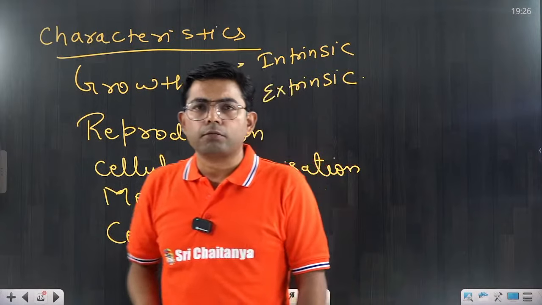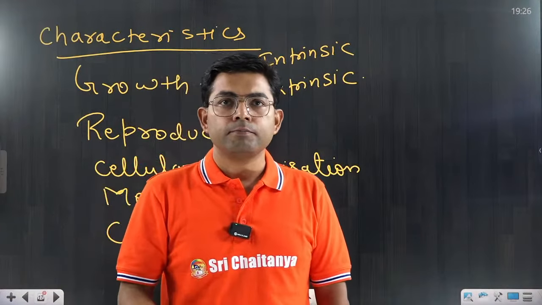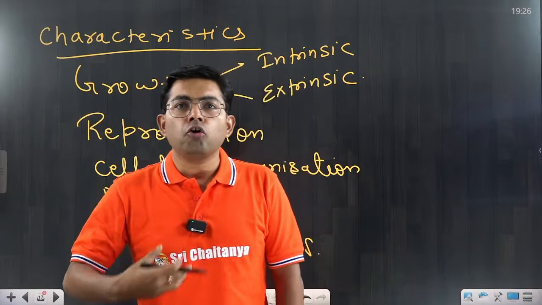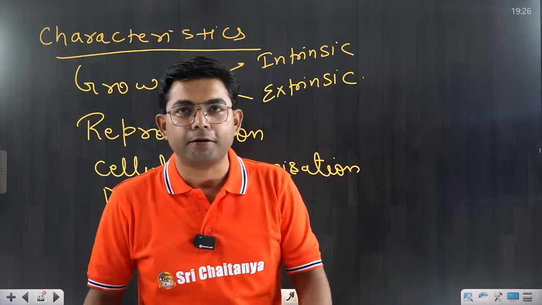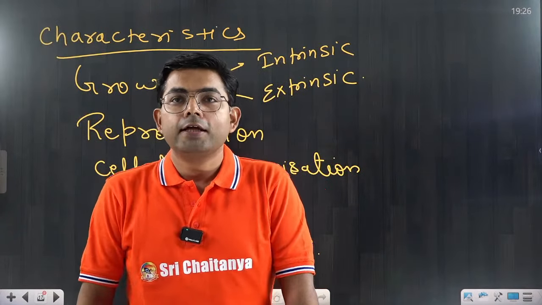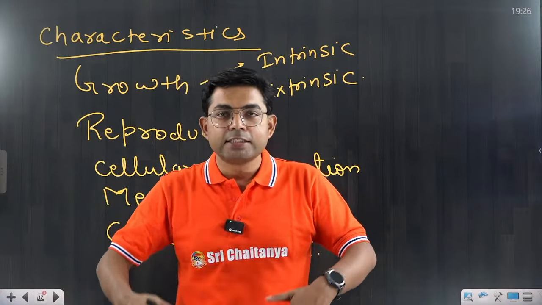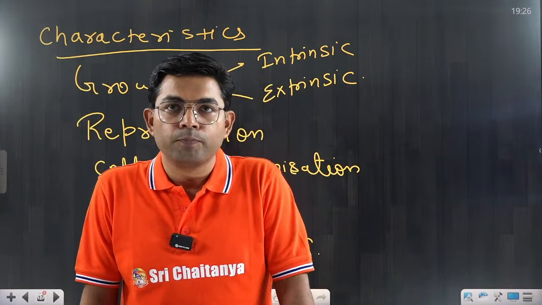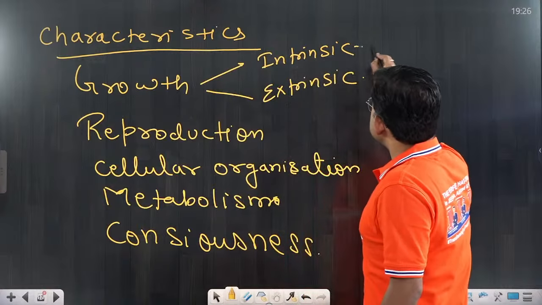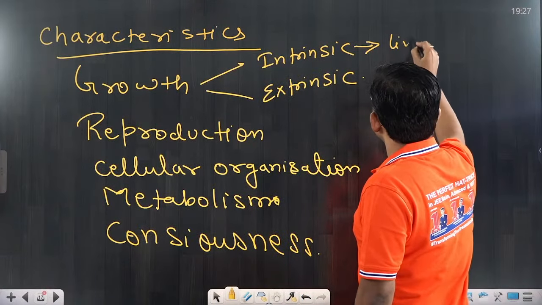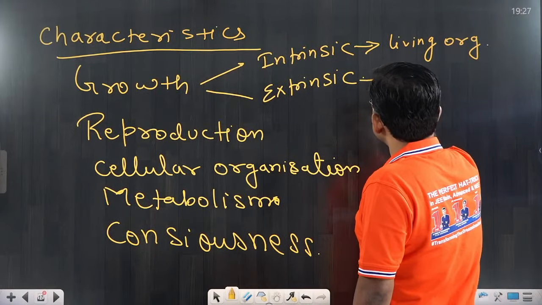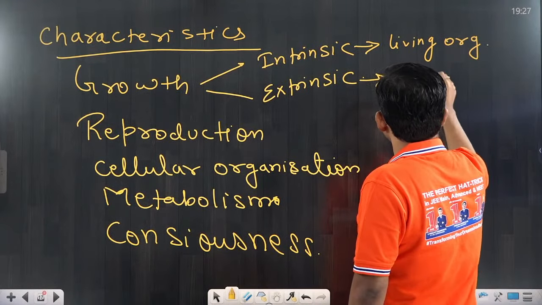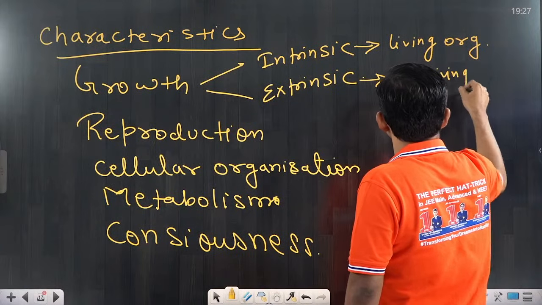Intrinsic growth means what? Growth from within. For example, we grow from inside. It's not that something gets deposited on us from outside and we grow. The growth is from inside, that is, the cytoplasm of the cell grows. So, intrinsic growth is the characteristic of living organisms. And extrinsic growth is the characteristic of non-living organisms.